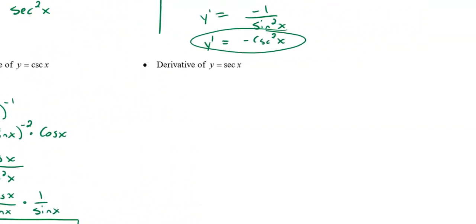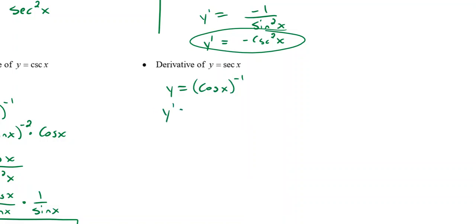Okay, last one, so secant. We're going to rewrite this as y is equal to, I'm going to skip a step, cos x to the negative 1. Then taking the derivative, y prime would be negative cos x to the negative 2, and then times the derivative of the inside, which is negative sine x. So y prime is sine x over cos squared x.